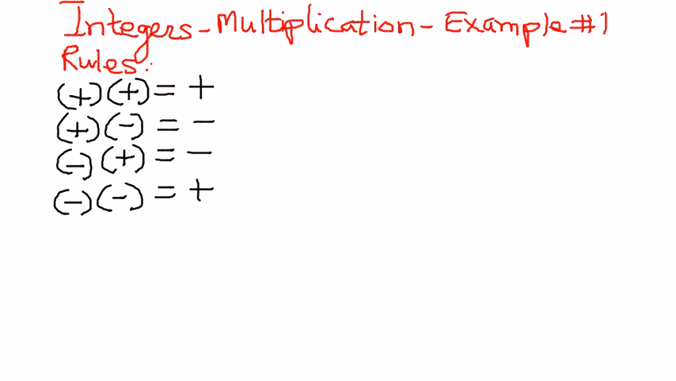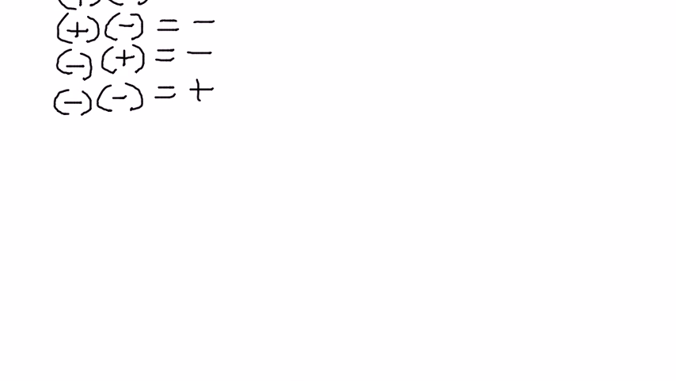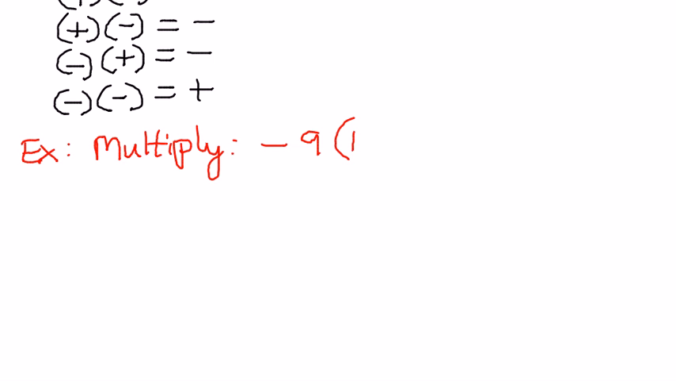So let us take an example here. Let's take a simple example. We want to multiply these two numbers, negative 9 times positive 12. When we do not have a sign in front of a number, it implies it is a positive number. So that is the example we have, and we're going to break it down into different steps. Step number 1, multiply the signs. Negative times positive is equal to a negative.